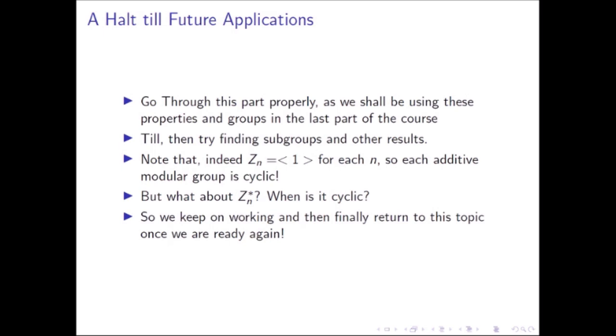And just answer these two questions. Can you show that Zn, the additive group, is cyclic indeed with 1 as the generator? But what about Zn star? When is it cyclic? We have already seen that it's a group. Not proved it directly, but we have stated it. But when is it cyclic? Just think about it. So for now, we'll pause and now we go to our next example.